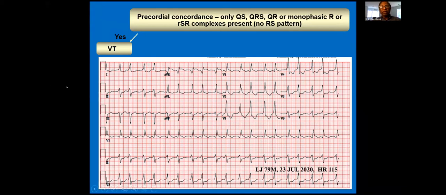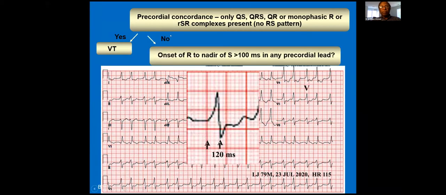My next choice is the onset of R wave to the deepest point of S wave: is it more than 100 milliseconds in any precordial lead? I have taken this complex and expanded it, and you can see that is 120 milliseconds. So that fulfills criteria for VT. But remember, none of these criteria are 100% correct, but that's a possibility. So I'm going to take it as a yes and maybe VT.